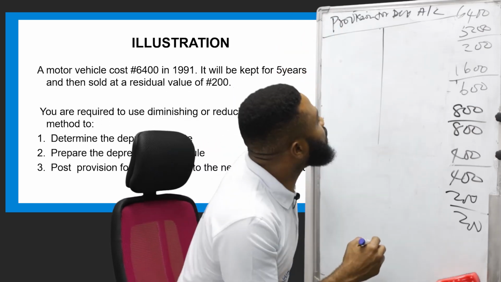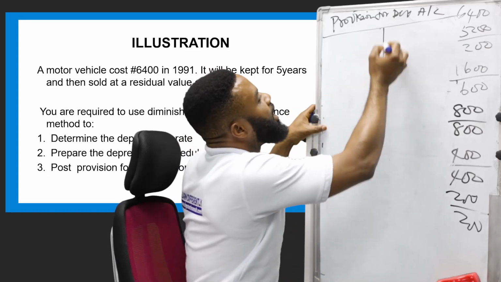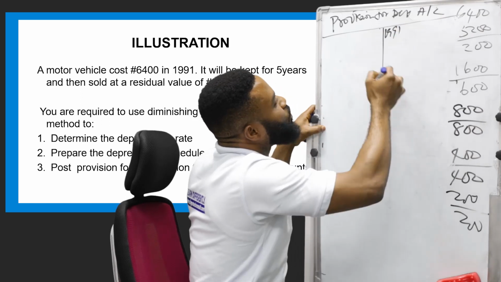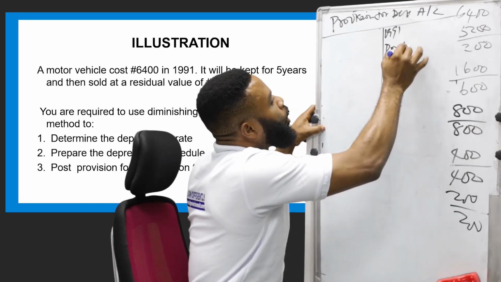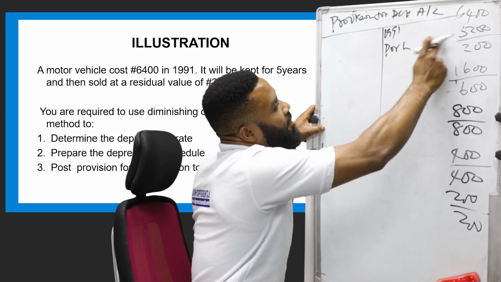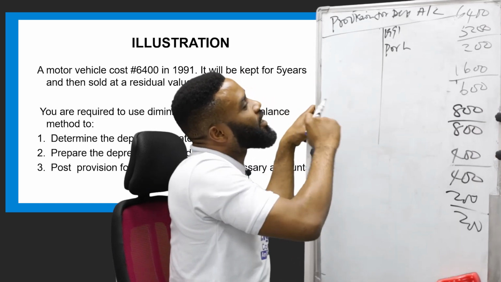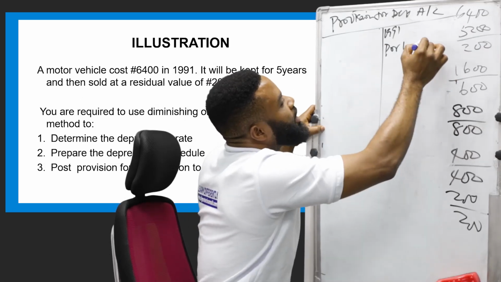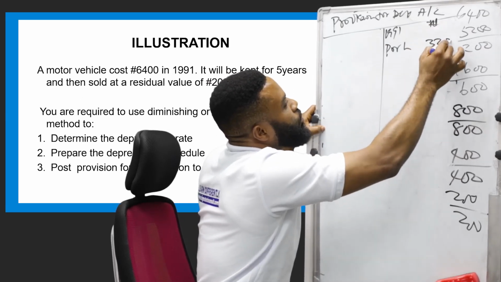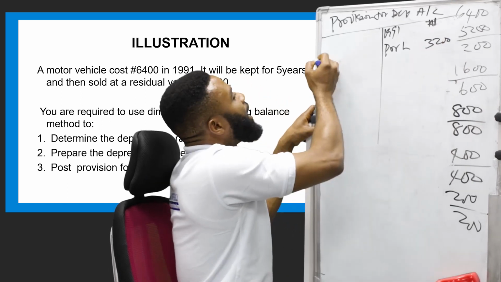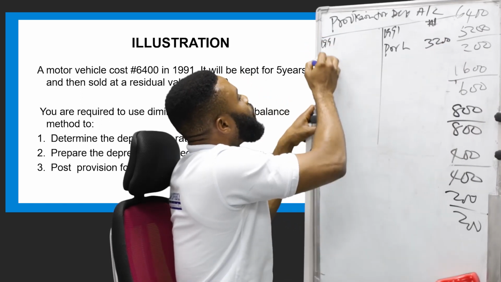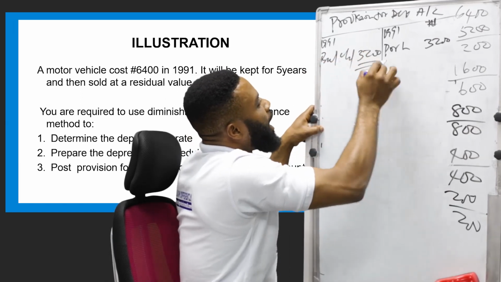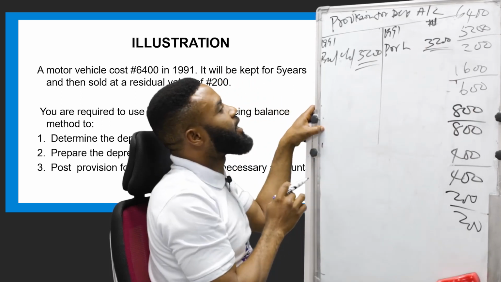Now, let's go. The first thing that will be here is the year 1991, and then 1991. The 1991 here, your profit or loss account. The amount that we are going to have here is going to be the depreciation for 1991. So the depreciation for 1991 here is what? 3,200. And then for 1991 here, you have your balance carried down, which is 3,200. And that will be that for 1991.